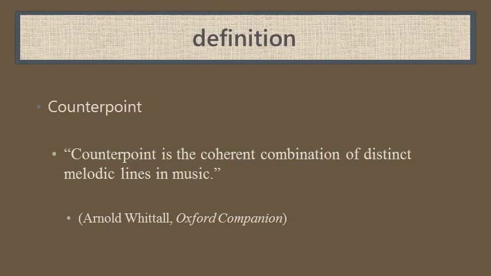Now, I think there are two ideas here that are important. The first of all is that there are distinct melodic lines in music. So we're talking about the interaction of different melodic musical lines. Now, the key word, though, is coherent. That is, even though these lines may be distinct, there is an important relationship between them that makes sense.